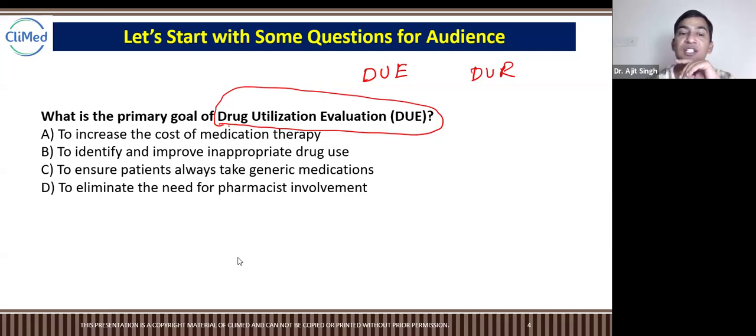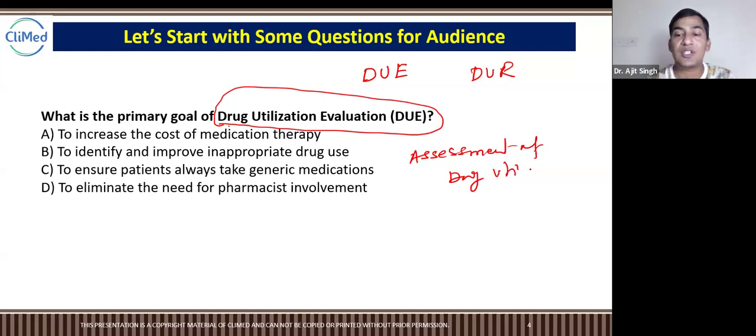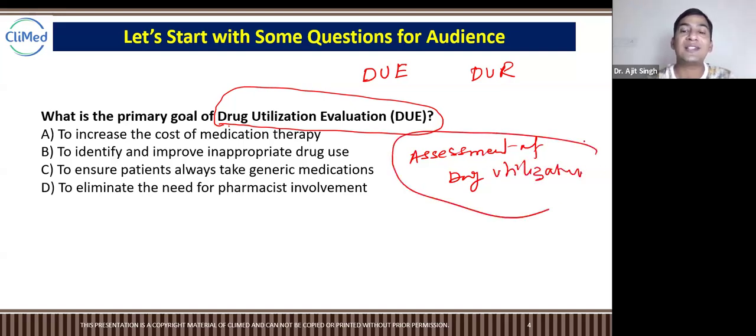Okay, so let me tell you, these two are completely different terms. I'm going to discuss that in my upcoming slides. Definitely, DUE and DUR are completely different. Their scope, their objective, their definition are completely different. But let me tell you one important thing here: the outcome of DUE and DUR is the same. The outcome is similar, the assessment of drug utilization. This is the outcome, but why are these different? I will tell you the first difference here, and then we will discuss the rest in upcoming slides.